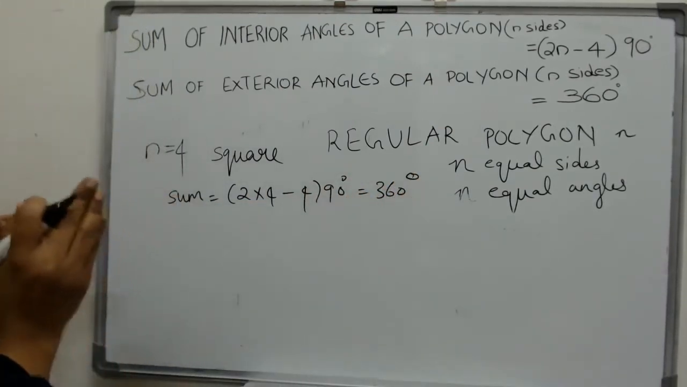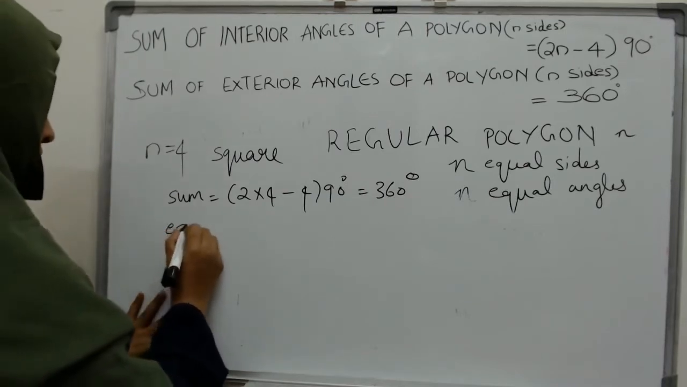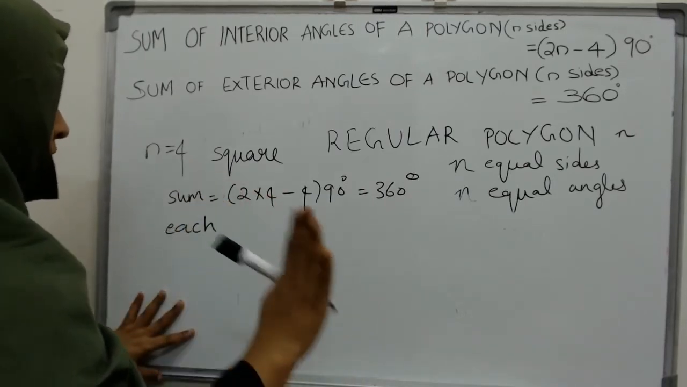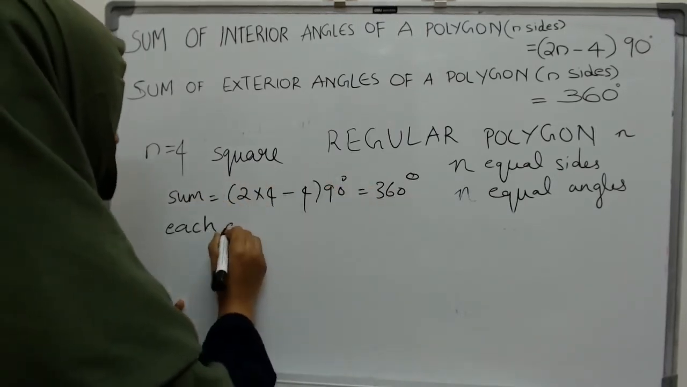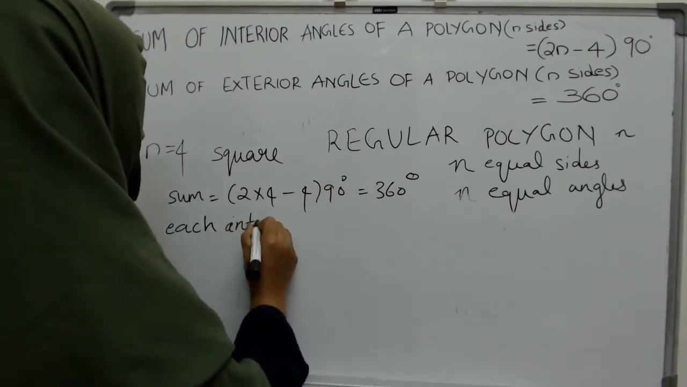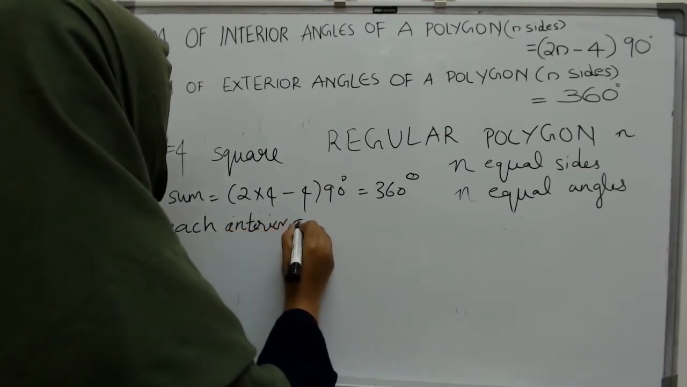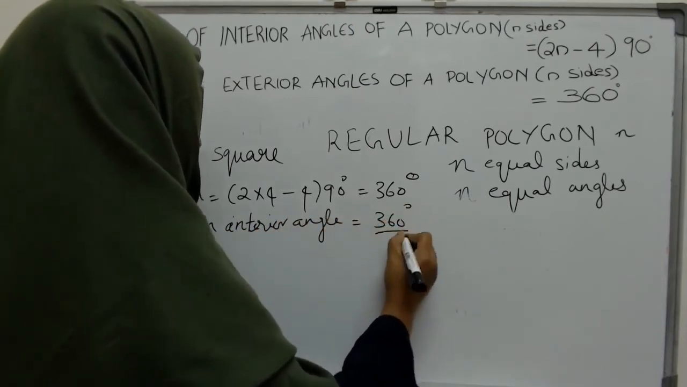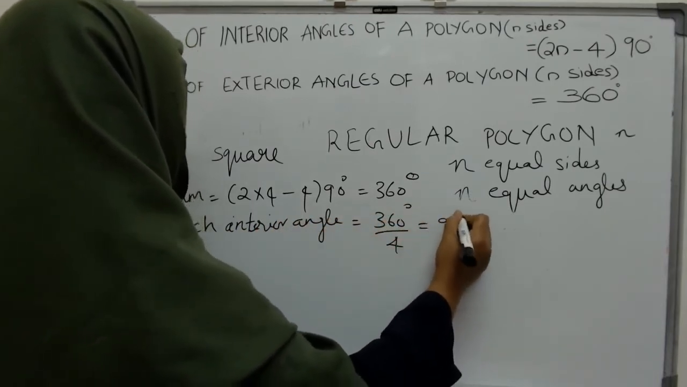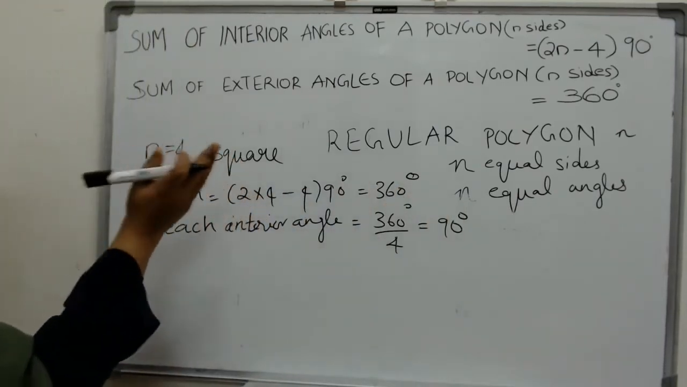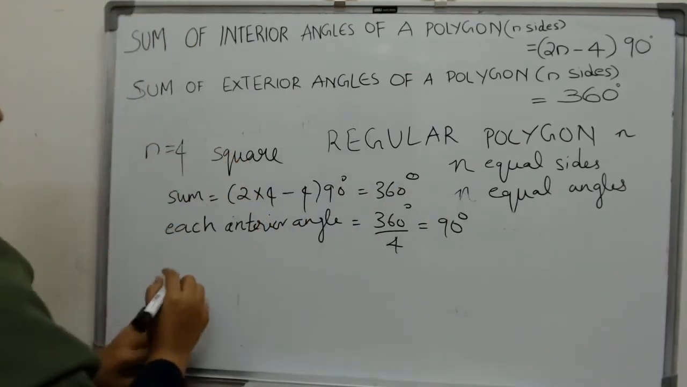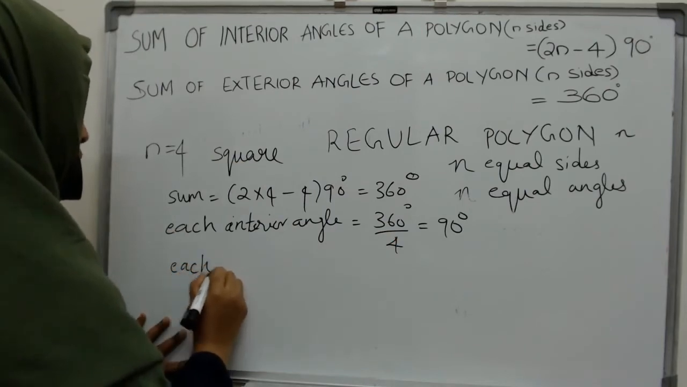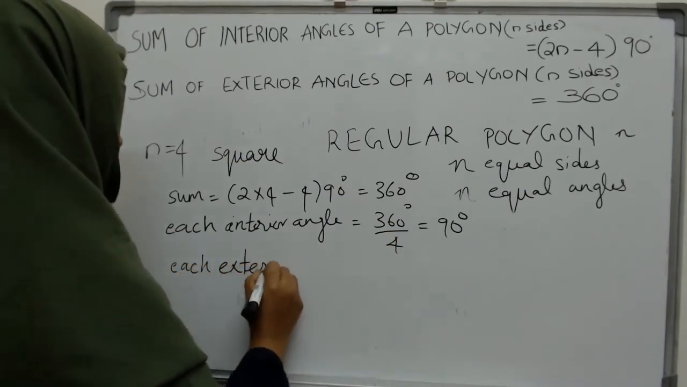And what is each angle? All the four angles added together will be 360. Each interior angle would be 360 by 4, which is 90 degrees. So 90 degrees is the interior angle of each square. And what will be each exterior angle?